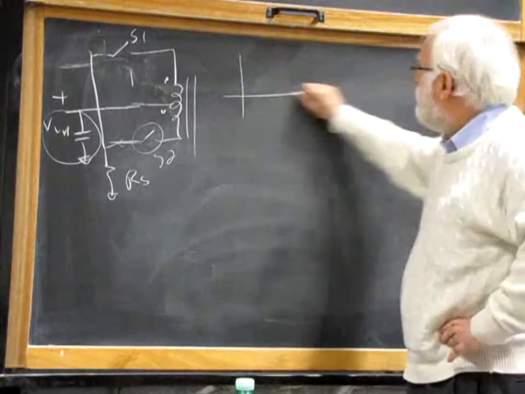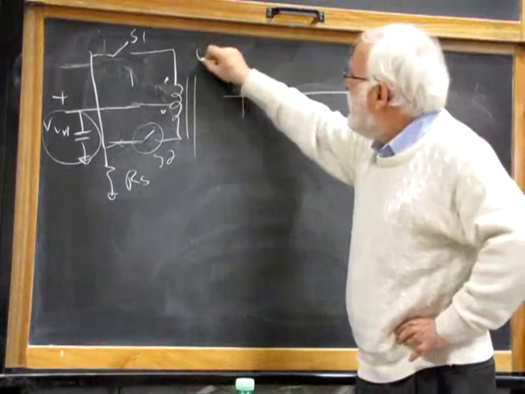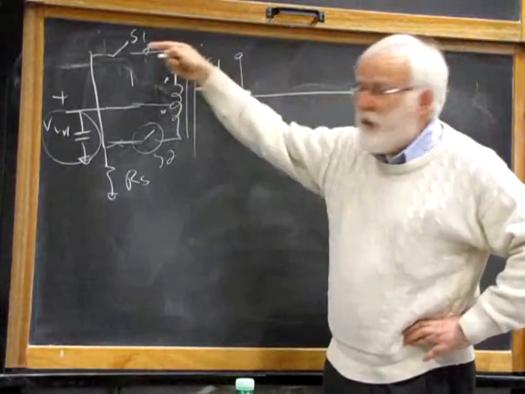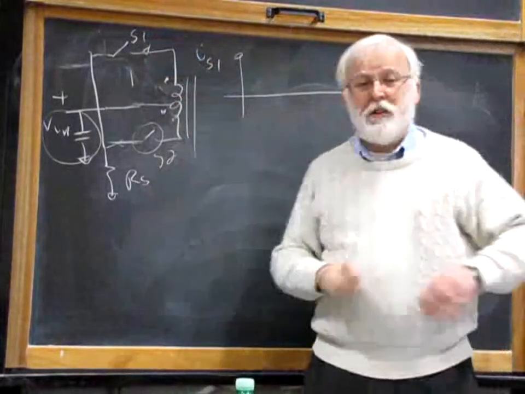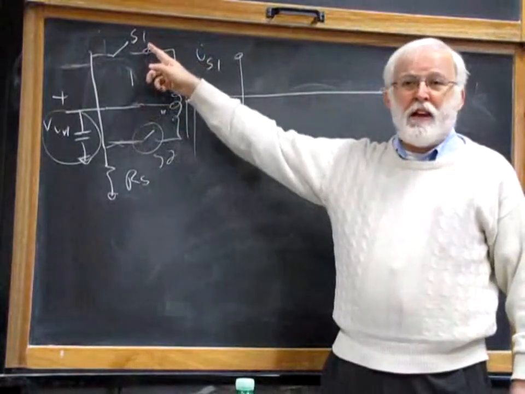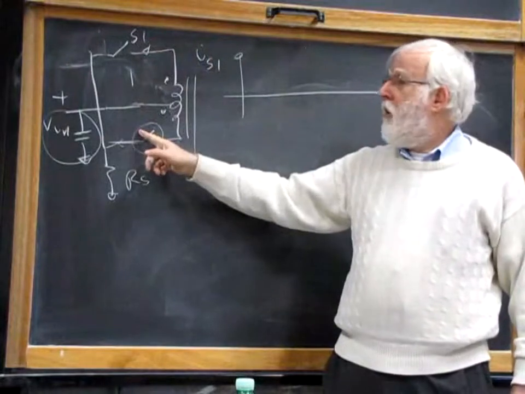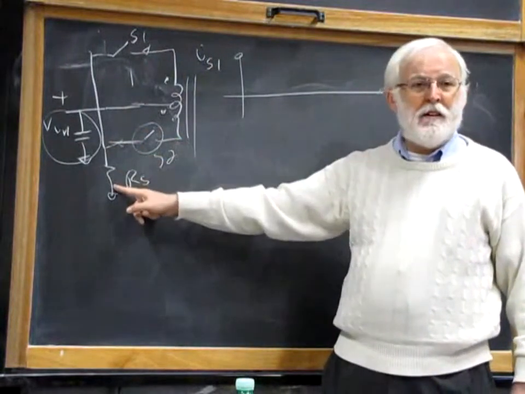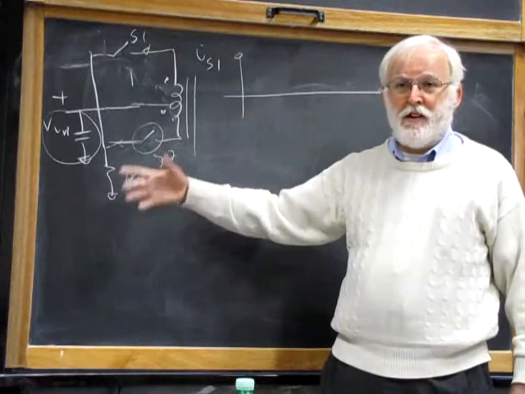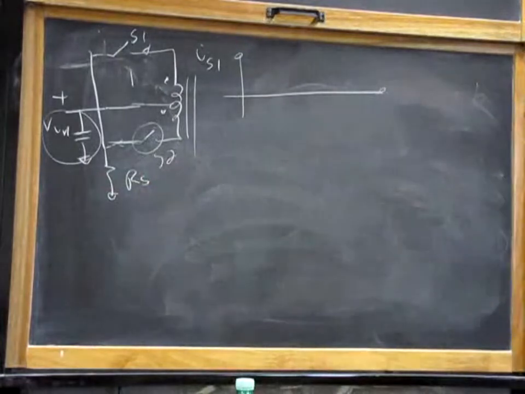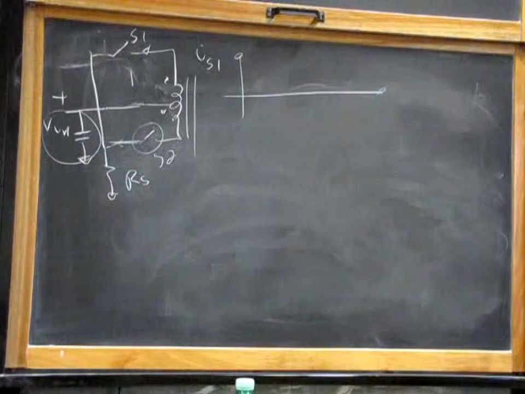Well, that's easy. Let's start with current. IS1, current flowing through S1. Oh, by the way, these topologies have a very nice feature. And this nice feature is that both S1 and S2, all of the switches are low side, referred to ground, so they don't need strange circuits like transformers or bootstrap circuits to drive a high side switch.